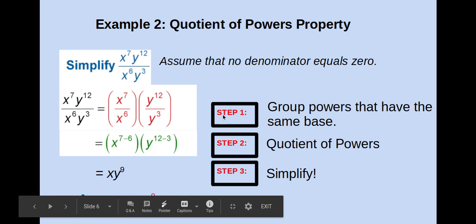So that's quotient of powers property with all of your steps laid out, and that's how you simplify a quotient of powers property.